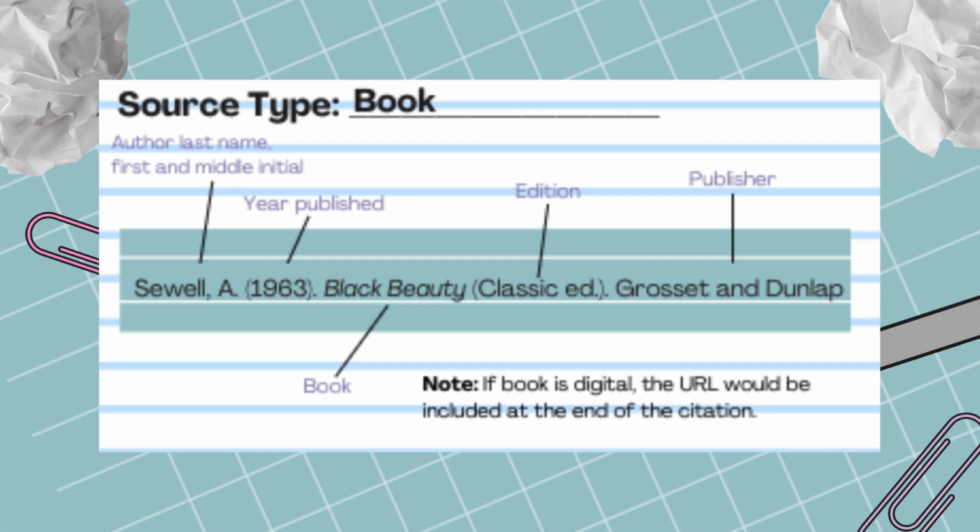This book example, I used a book I own, which is Black Beauty. So for this example, Sewell A., published in 1963. The book is Black Beauty, the classic edition, and the publisher is Grosset and Dunlap.